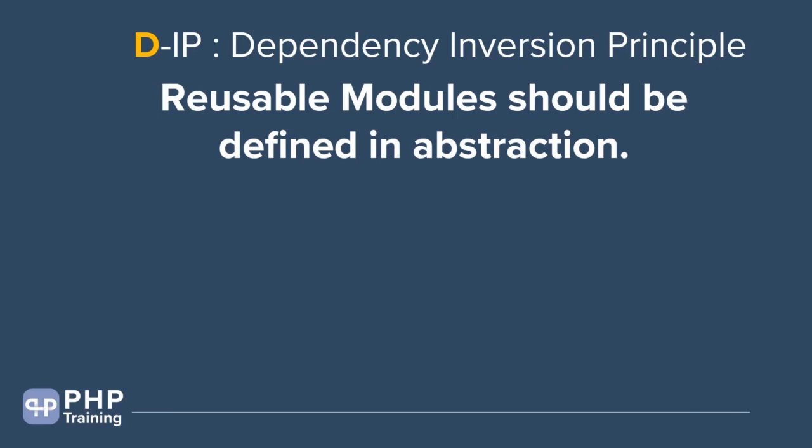Okay, what are reusable modules? Reusable modules are things like reading a file, writing a file, converting from XML to JSON, JSON to XML, very specific reusable modules. When you define such kinds of modules, they should be defined in abstraction.